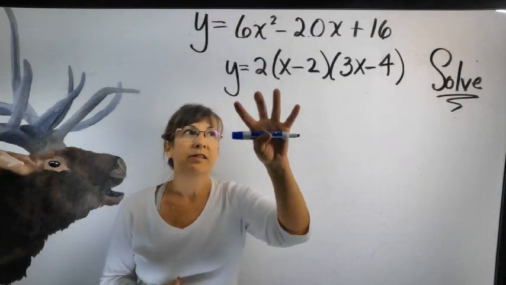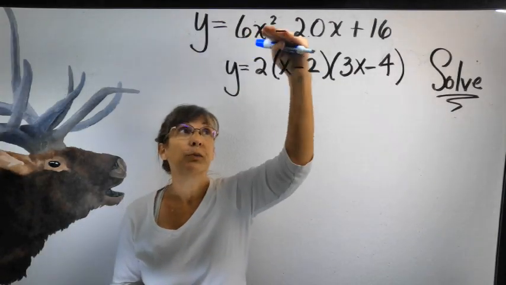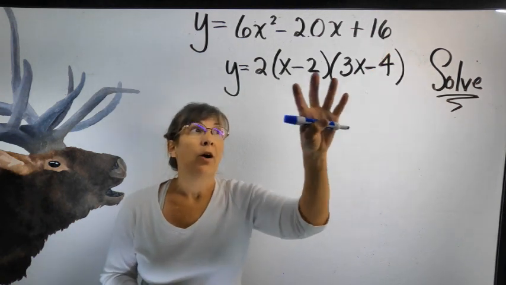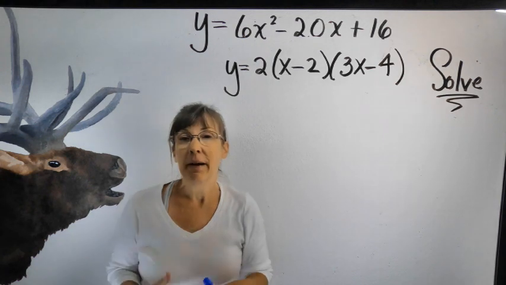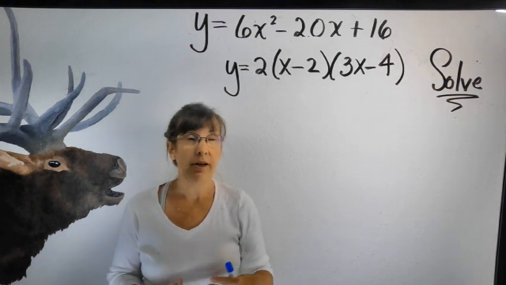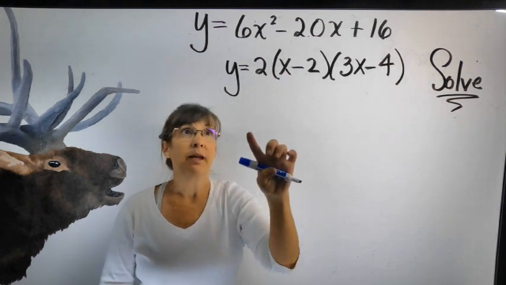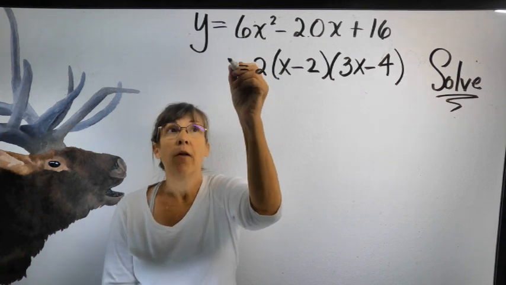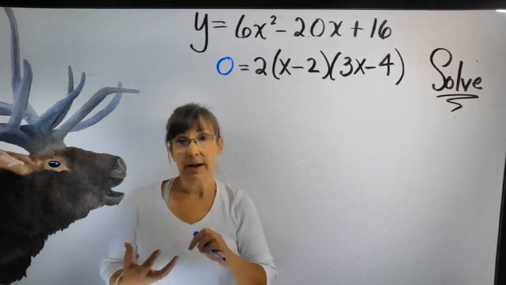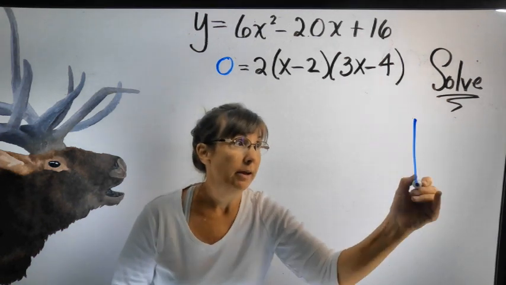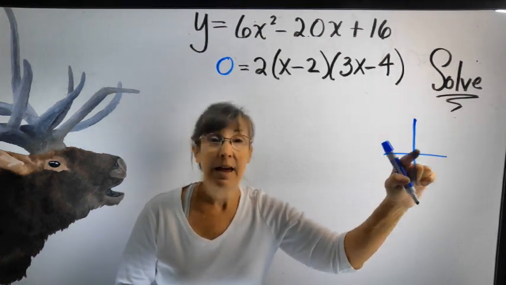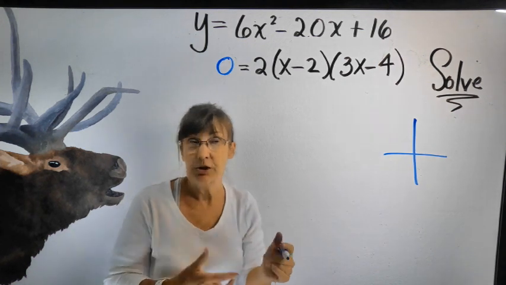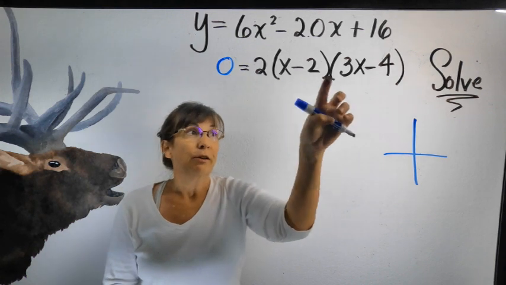So now that we have this in factored form, right, we started with standard form, we factored by grouping, and now here's my factored form. If my instructions said solve, my next step would be to replace the y with 0, because remember, on the x-axis, the y is 0. And when we're solving, remember, we're looking for what are the x values where it crosses the x-axis. Those are your solutions. So these are my 3 factors.